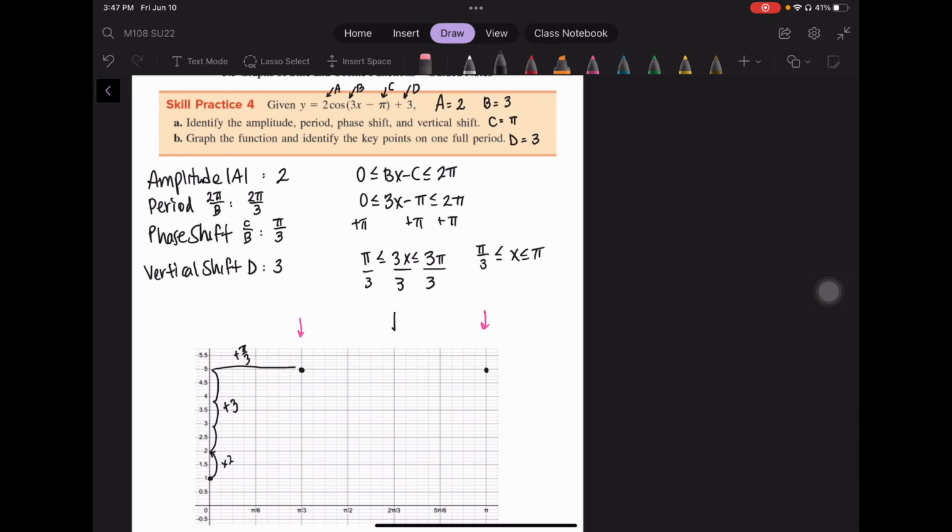The minimum occurs in the middle of our cycle at 2 pi over 3. It normally has a value of negative 1. That's multiplied by 2 for the amplitude, which then becomes negative 2, but we shift it up 3 to the value of y equals 1.